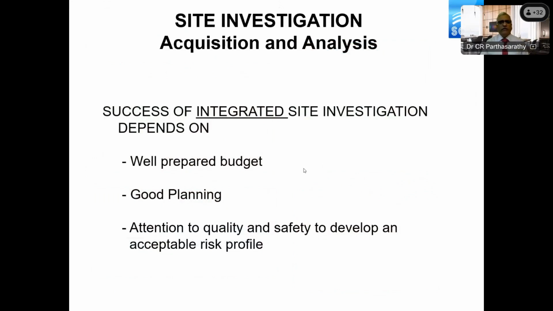So the success of an integrated investigation depends on a well-prepared budget, good planning, and attention to quality and safety to obtain an acceptable risk profile.